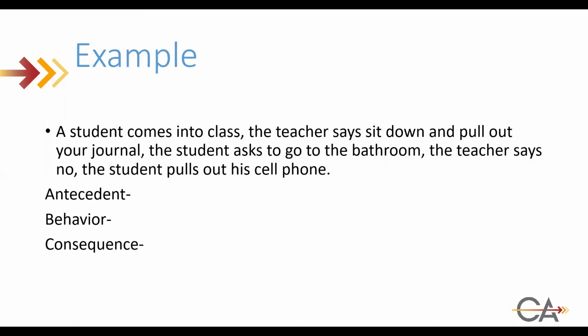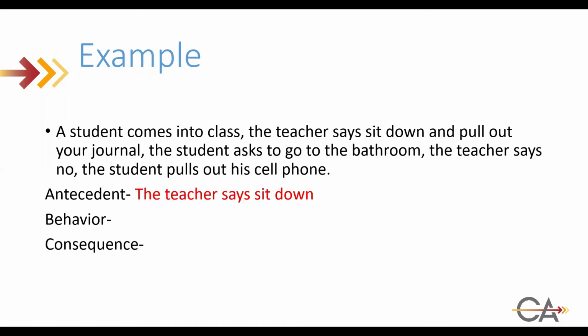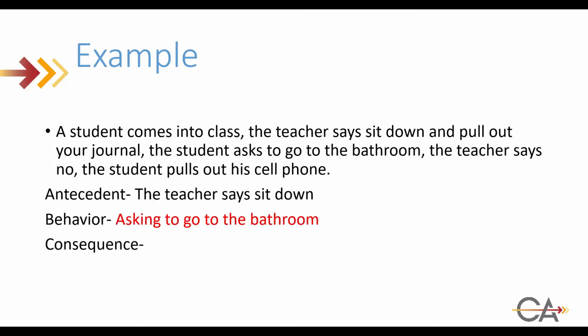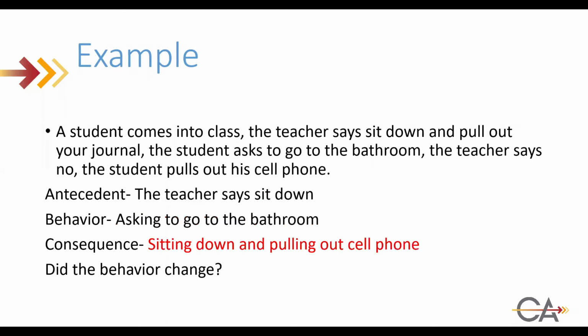So here's our example again. A student comes into class. The teacher says, sit down and pull out your journal. The student asks to go to the bathroom. The teacher says no, and the student pulls out his cell phone. Our antecedent is still the same: the teacher says, sit down and pull out your journal, or just sit down. Our behavior is still the same: they ask to go to the bathroom. So our antecedent and behavior haven't changed that much. But our consequence now is the student sat down and pulled out their cell phone.